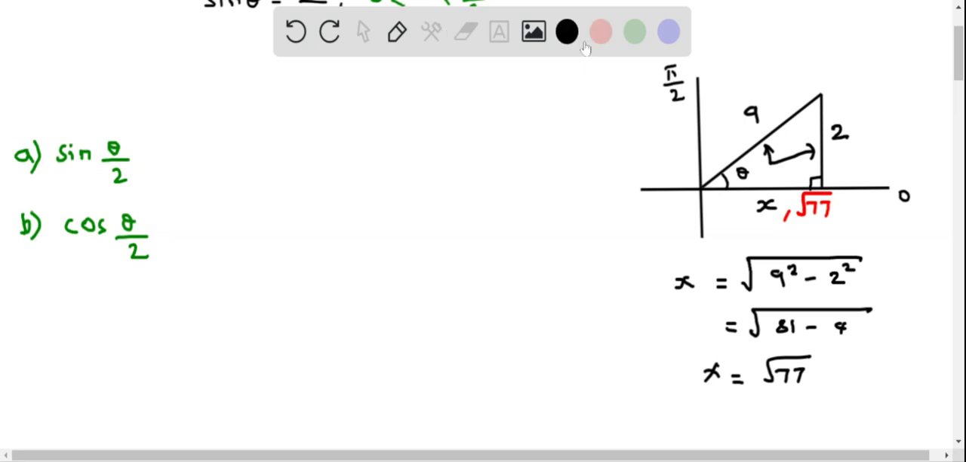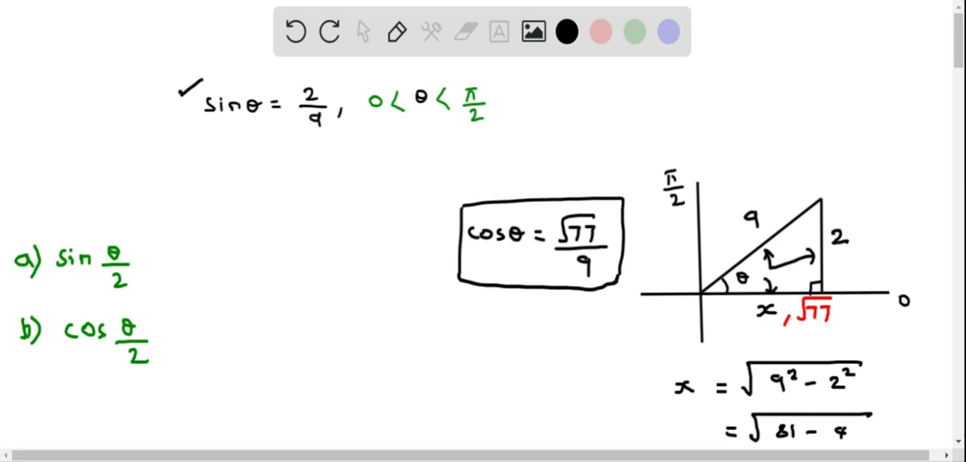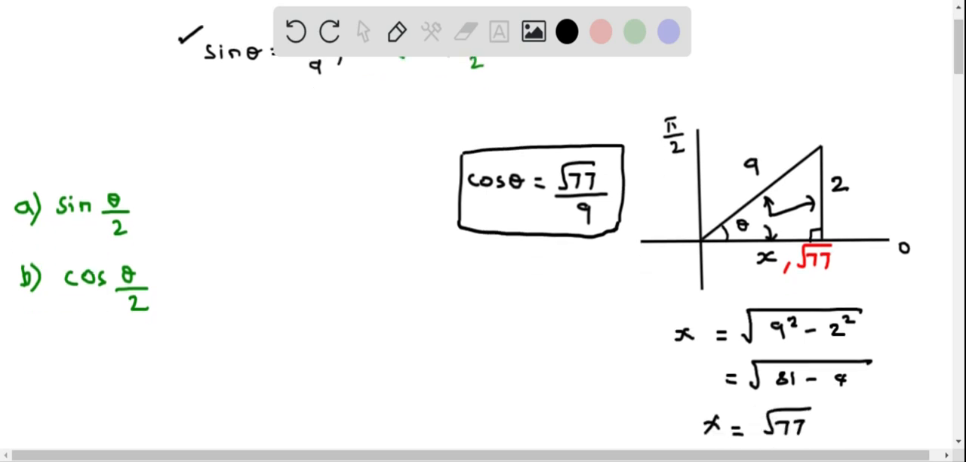And this means we can determine cosine theta. So let's determine cosine theta. According to SOHCAHTOA, this is the adjacent side over hypotenuse. The adjacent side to theta is root 77, divided by the hypotenuse, which is 9. And thus we have determined cosine theta, which we will utilize to find the value of sine theta by 2 and cosine theta by 2. So first let's do part A.